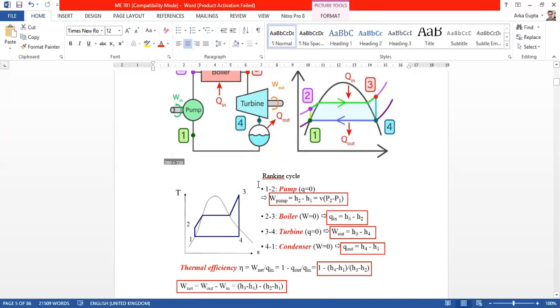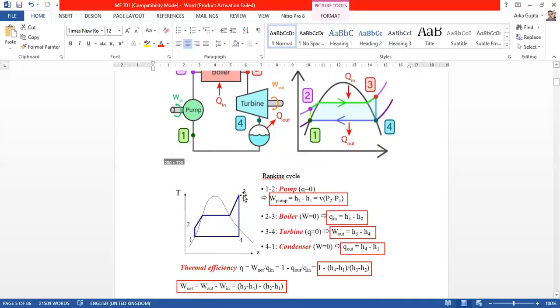After that, 2 to 3 in the boiler. In the boiler, work input or output is generally taken as 0. So in the boiler, the entry point is h2. So h2 plus Q input is equal to h3. So Q input is equal to h3 minus h2.